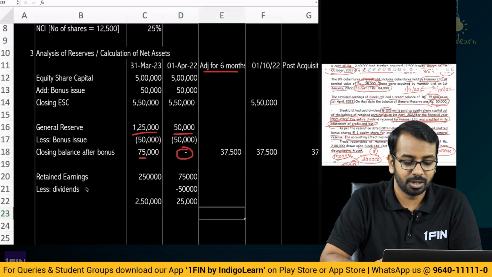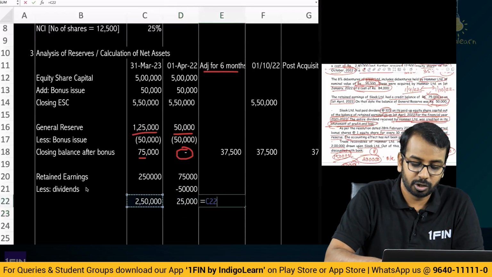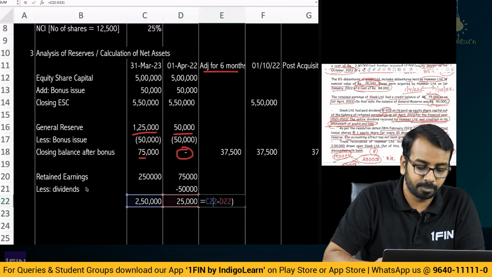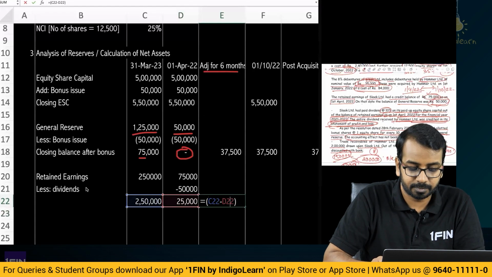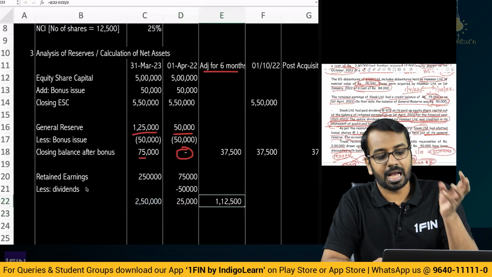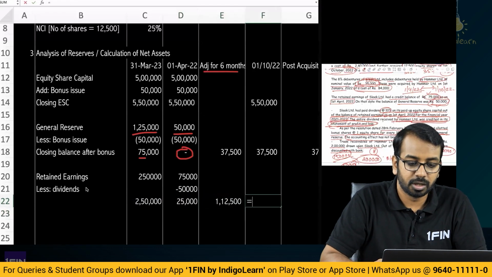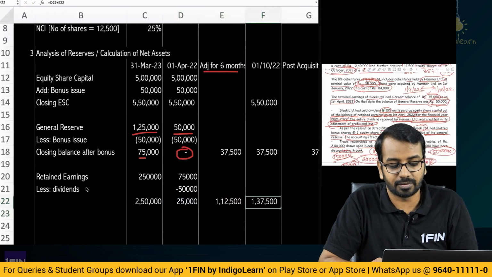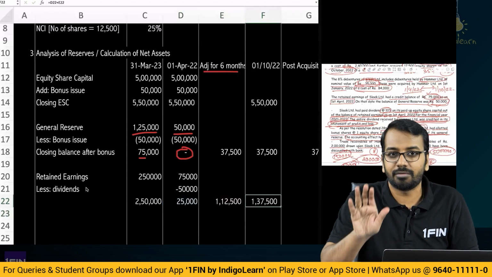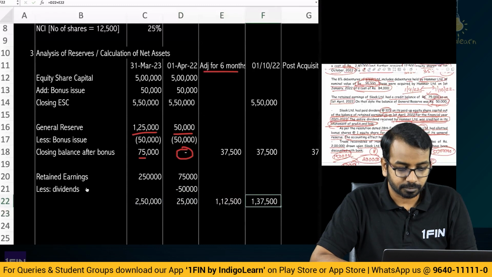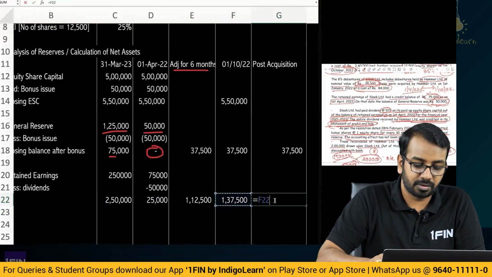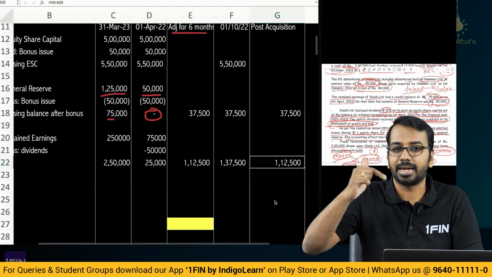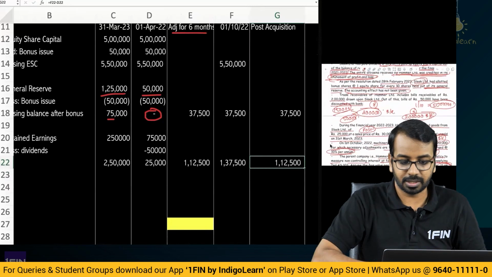Closing balance is 2,50,000. So how much did we earn in the full year? 2,50,000 minus 25,000, we earned 2,25,000. Out of this 2,25,000, we can say half is for the first 6 months, half is for the subsequent period. So the balance as on 1st of October is opening balance of 25,000 plus 1,12,500, that is 1,37,500. And how much is post acquisition? 1,37,500 minus 25,000, 1,12,500.